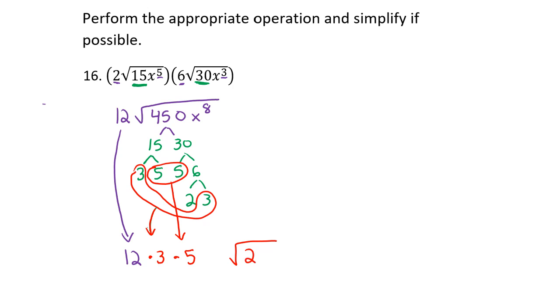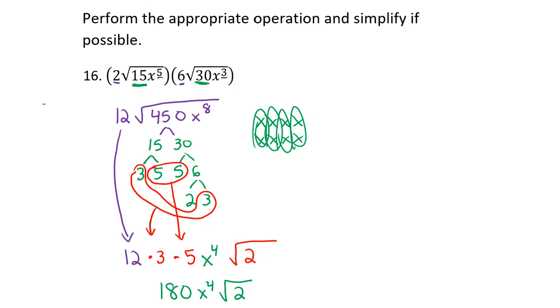Then I got to deal with the x's. I have 8 x's. 1, 2, 3, 4. 4 circles, x to the 4th. So now I'm going to multiply all the numbers outside together. 12 times 3 times 5. I have 180 x to the 4th square root of 2. I do have an even index, so I look at my variables and I see there are no odd exponents.